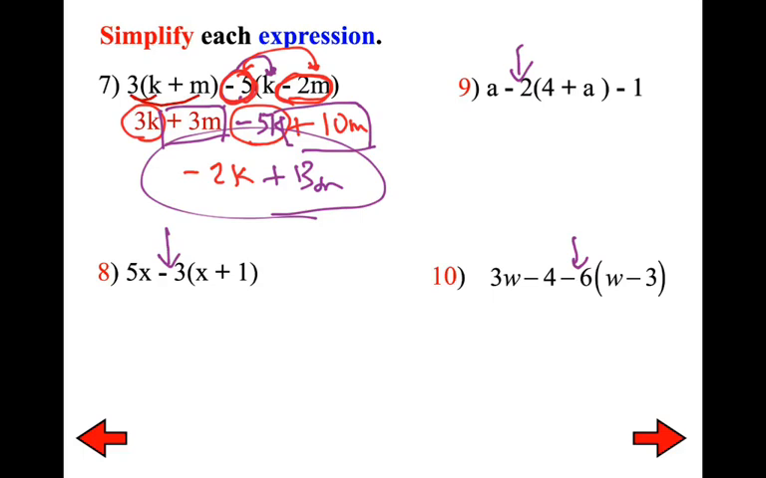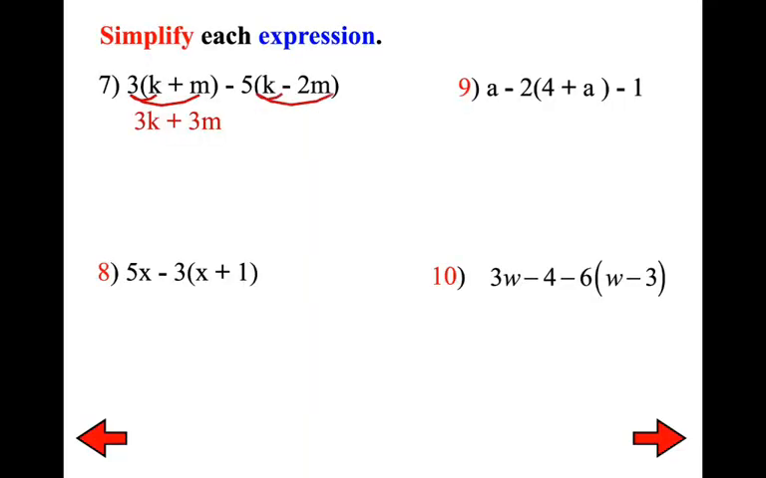So I would like everybody to pause the video, try number 8, then play to see if you got the problem correct. So go ahead and do that, please.